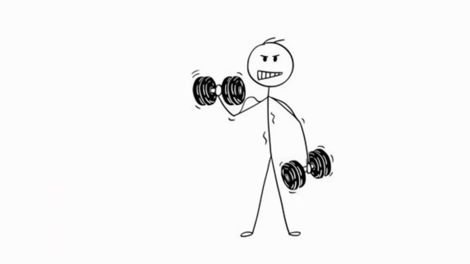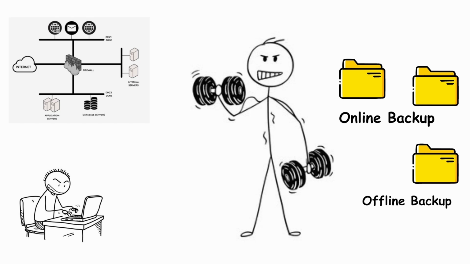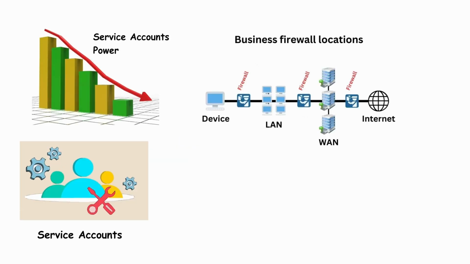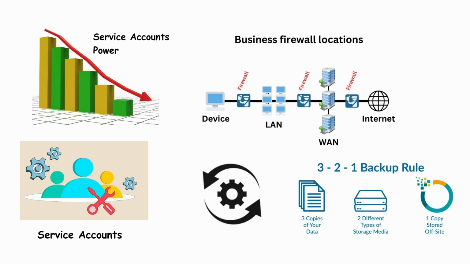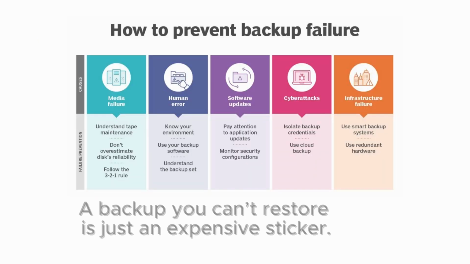Built for bad days. Keep free copies of data in two places with one offline or immutable. Segment the network so one laptop can't see the whole kingdom. Limit service account power, patch the internet-facing edge first, and practice restores. A backup you can't restore is just an expensive sticker.